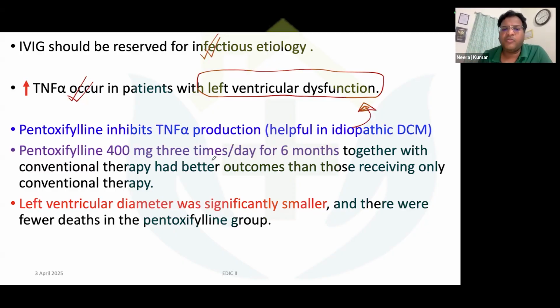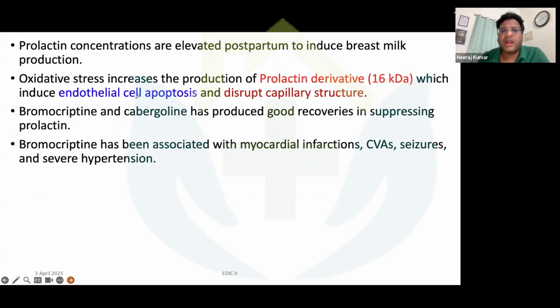And how much dose will you use? 400 milligrams 3 times a day for 6 months together with your conventional therapy. Here again, if left ventricular diameter is significantly smaller, there are fewer deaths in the pentoxifylline group, as the previous studies have suggested. Now coming to the prolactin concentration.